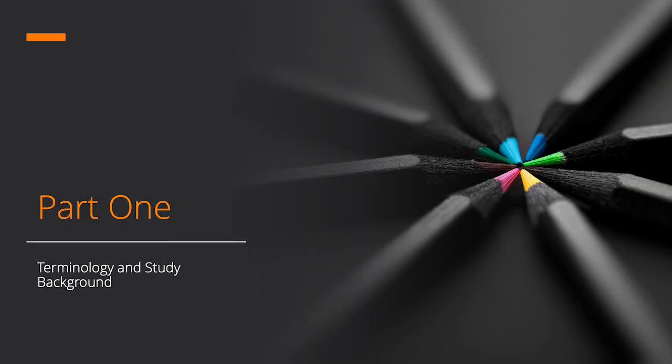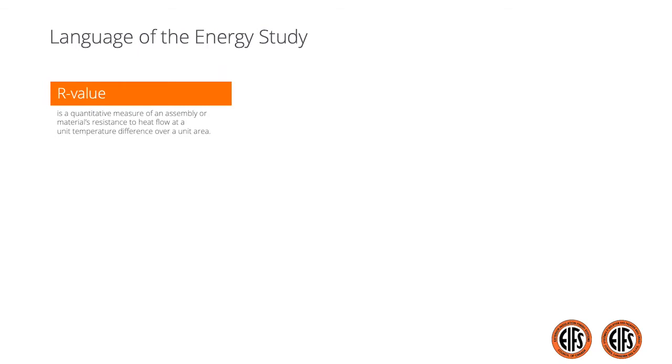As with any session or series, it's important that the terminology used is understood in the same way by all of the participants. With that in mind, let's have a look at the terminology used in this video series and throughout the study. Beginning with our most basic terms and then moving on to the more nuanced, let's have a look at R value. If you were to search out a definition online, it may read something like a quantitative measure of an assembly or material's resistance to heat flow at a unit temperature difference over a unit area.